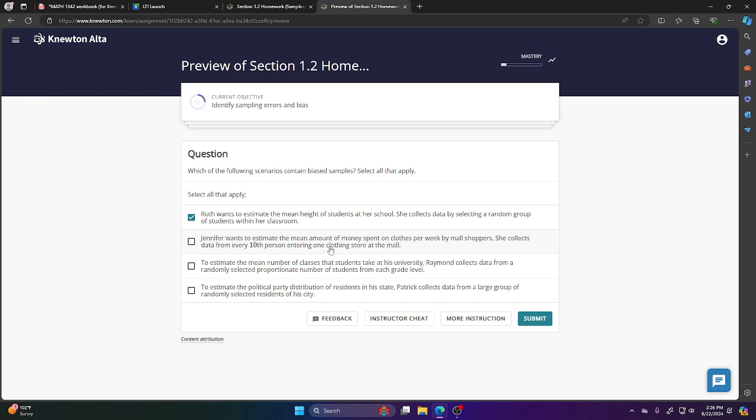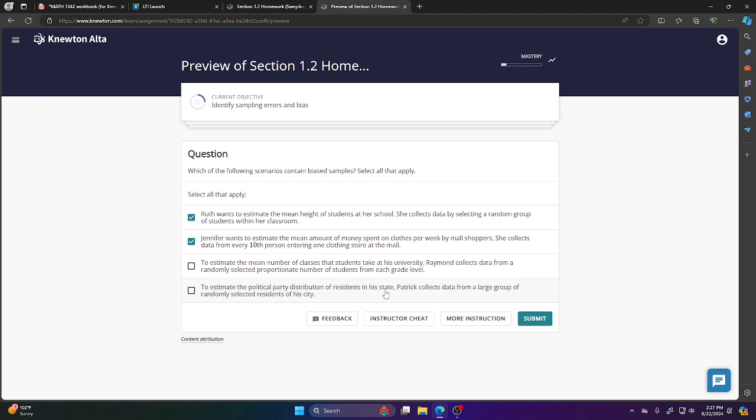Estimate the mean number of clothes in a clothing store. We just saw this one. Is that bias? Yep, keep going. The mean number of people in a university, proportionate number of students from each grade. That's stratified, so it should be okay. So is that bias? No. So don't click it.